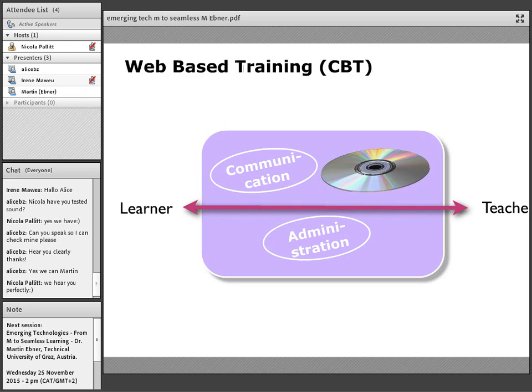The next step was the upcoming internet, the World Wide Web. And then we had, of course, the idea to take this CD and bring it to the web, to, for example, an information system.